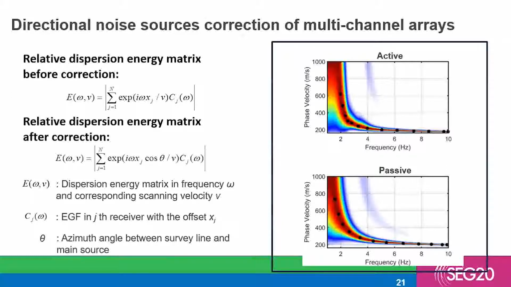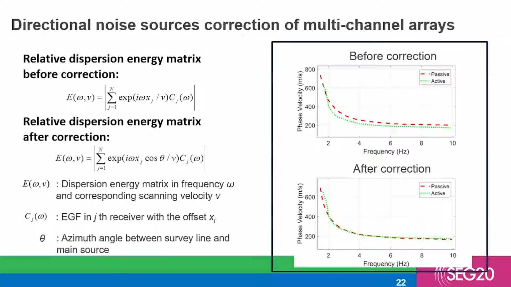For correcting the azimuth angle, we compare the dispersion energy matrix of active source data with passive source data in the range between 6 to 10 Hz, and we can get the azimuth angle for correction. In this example, after correction, the phase velocity of passive data can match very well with the active ones, especially in the high frequency range.